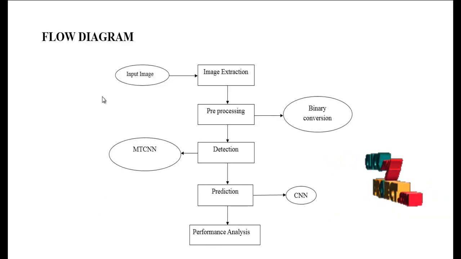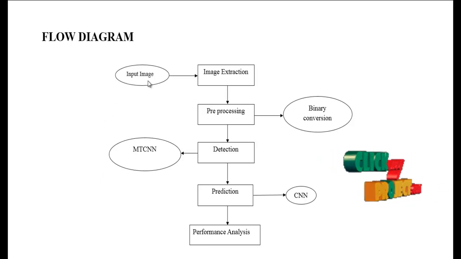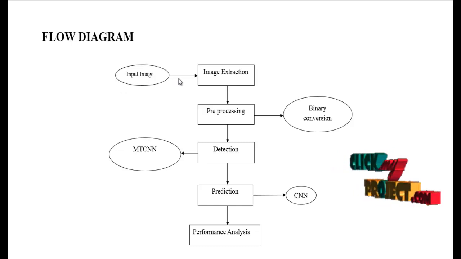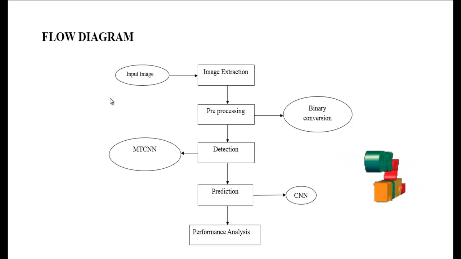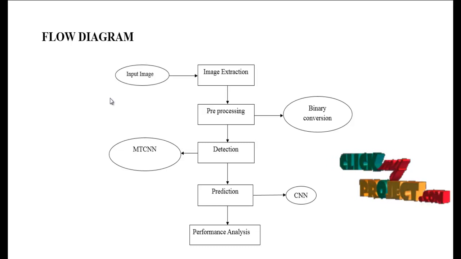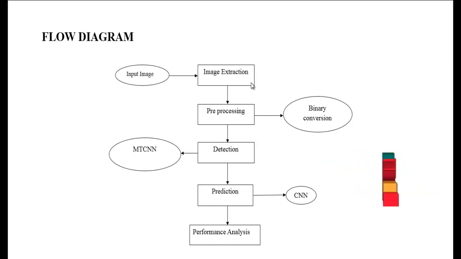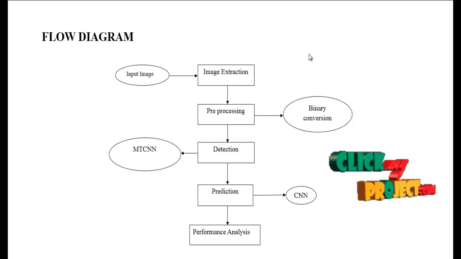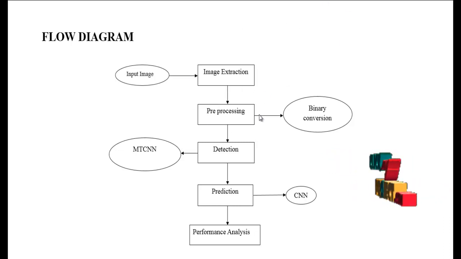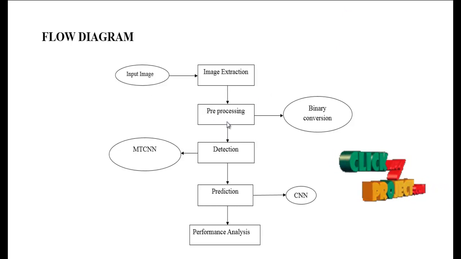Now we are going to see the flow of our process. First we have to take the input images from the dataset repository. After that, we have to implement the image extraction. We have to extract the features from the input images. After that, we have to implement the pre-processing step. In this step, we have to remove the unwanted noise from our input data.